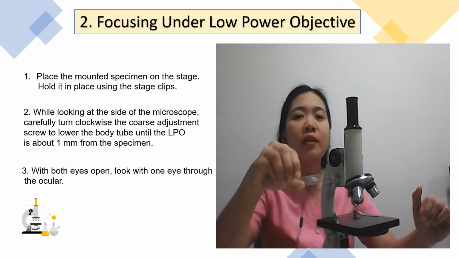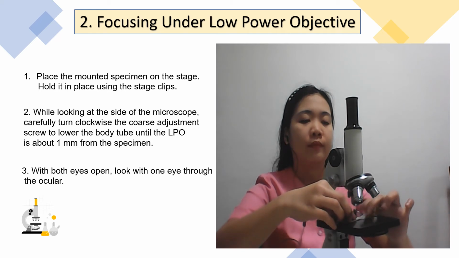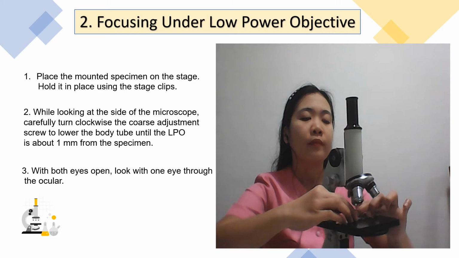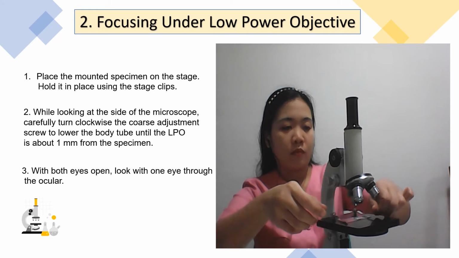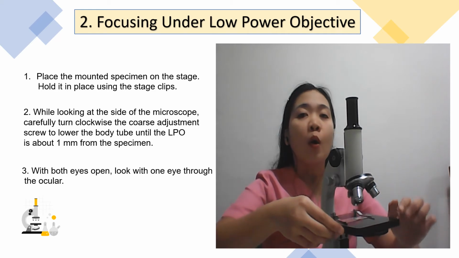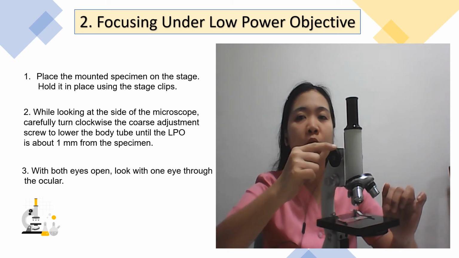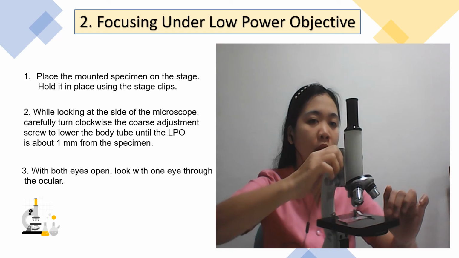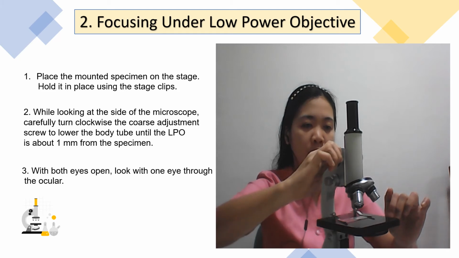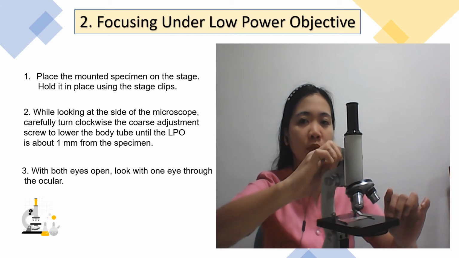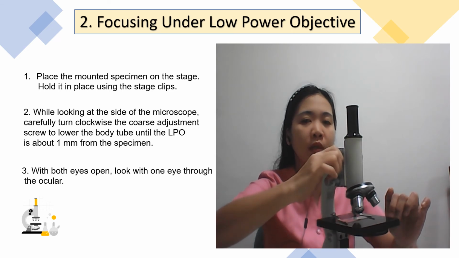And then place the mounted specimen on the stage. Hold it in place using the stage clip. While looking at the slide, carefully turn the coarse adjustment knob to lower the body tube until the LPO is about 1 millimeter from the specimen.